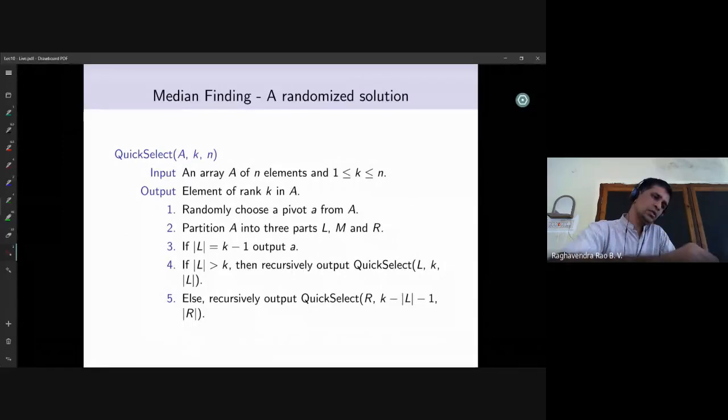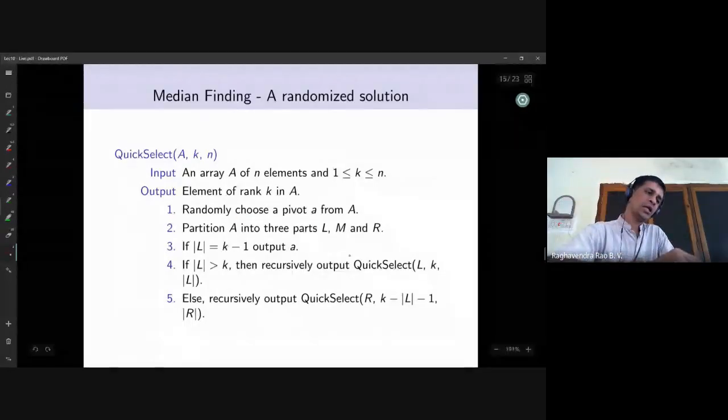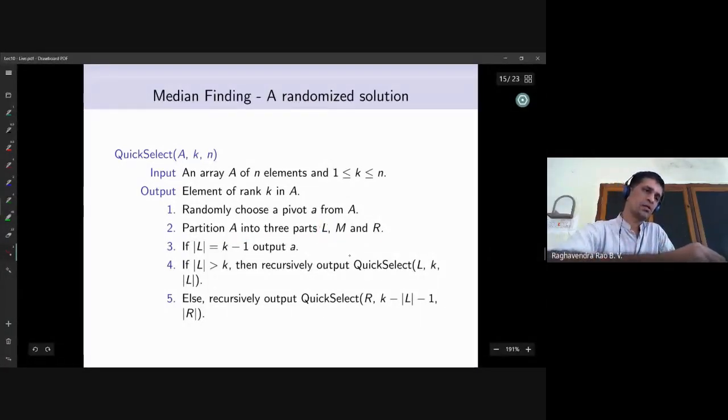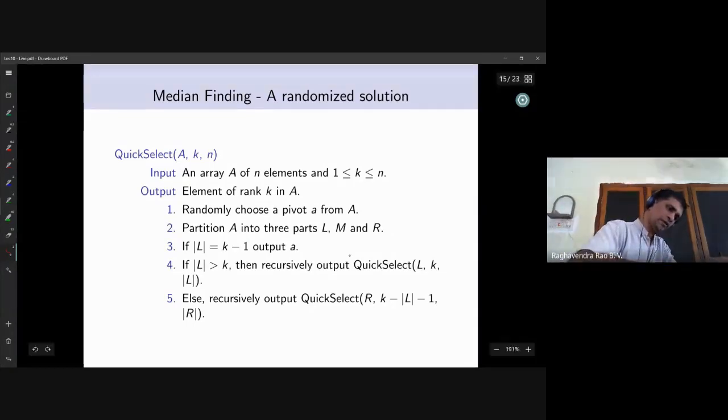So what you do is you randomly choose a pivot. Now partition the array into 3 parts as usual: the left, those less than the pivot; the middle, equal to the pivot; and the right, greater than the pivot. Let's draw it here for reference. This is my pivot, let's say pivot A. This is less, this is greater.